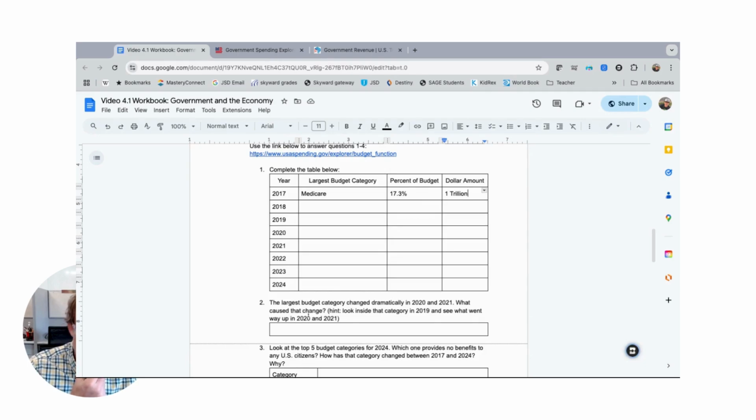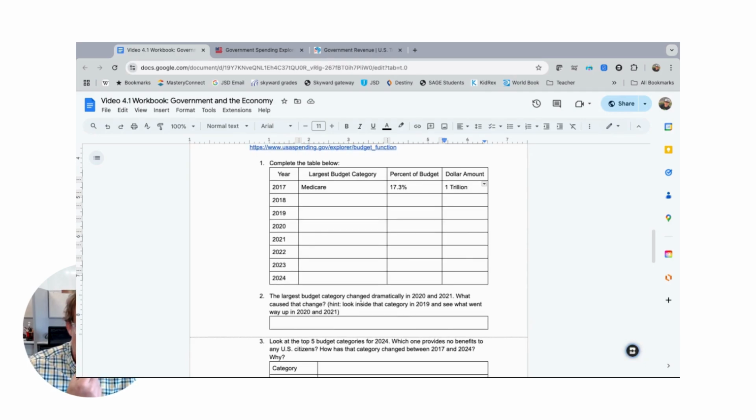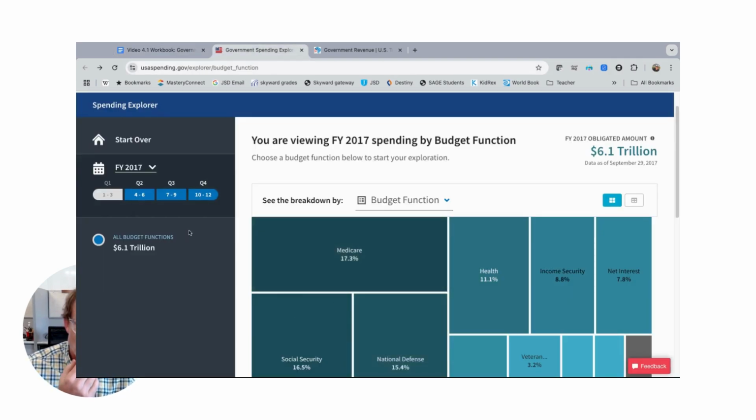The next section says the largest budget category changed dramatically in 2020 and 2021. So when you complete this table, you'll see 2020 and 2021. What caused that change? Hint, look inside that category in 2019 and see what went up in 2020 and 2021. So you're going to have to look in the category in 2019, see what was there, and then look inside the category in 2021 and see how it changed. So I'm going to do it quickly. So we'll go to 2019.